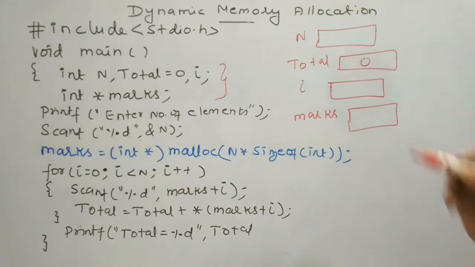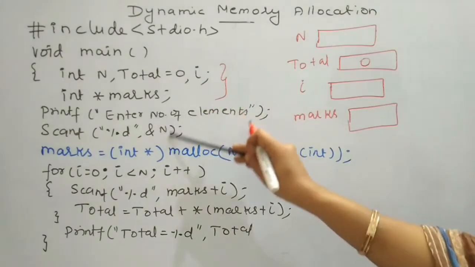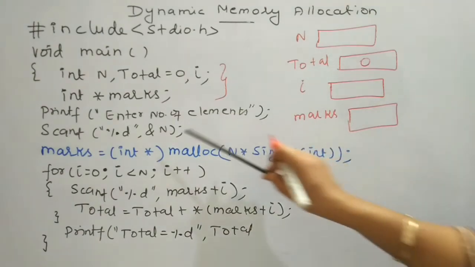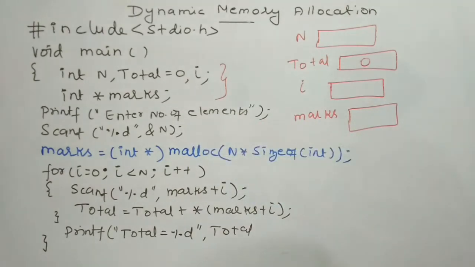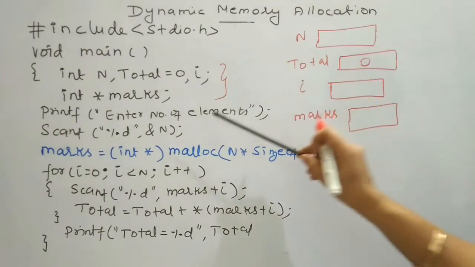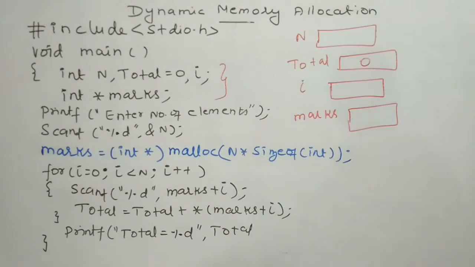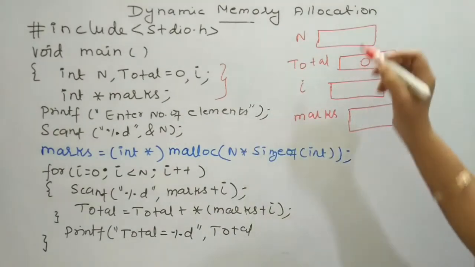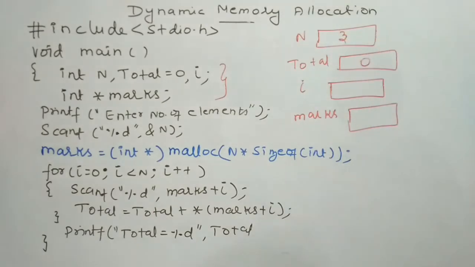During execution time, the execution starts from this printf function. It will print the message, enter the number of elements. So n is the number of elements in my array. I will know the value of n during execution time of my program. That means the length of the array will be known during execution time. For example, if I enter the value 3 for n, 3 will be stored in the memory address allocated for n.